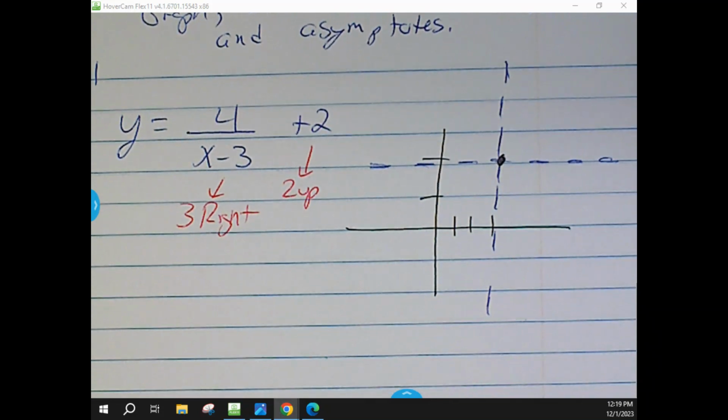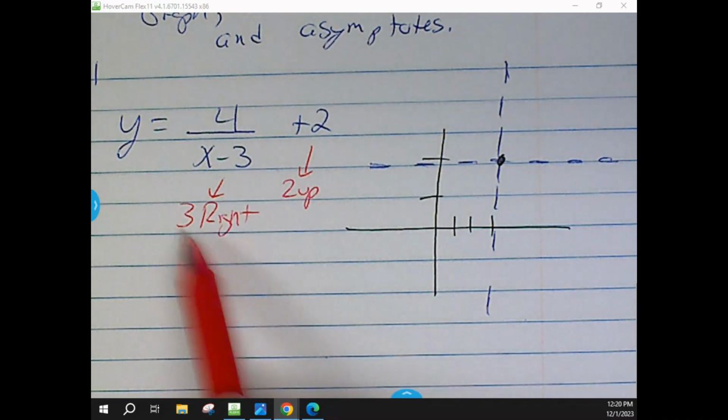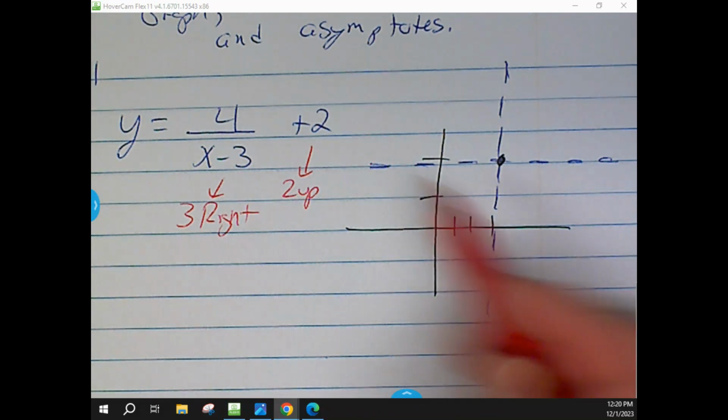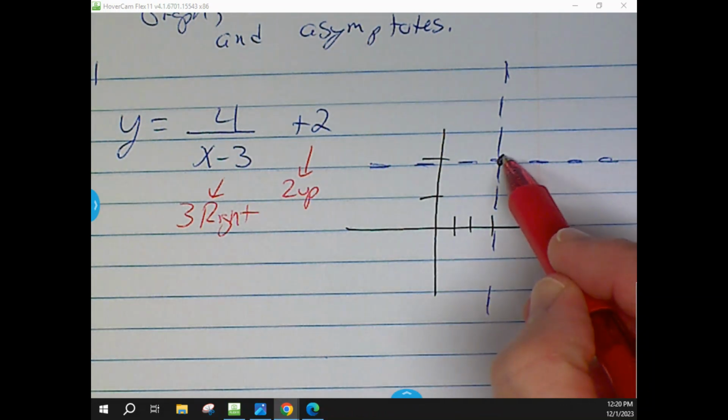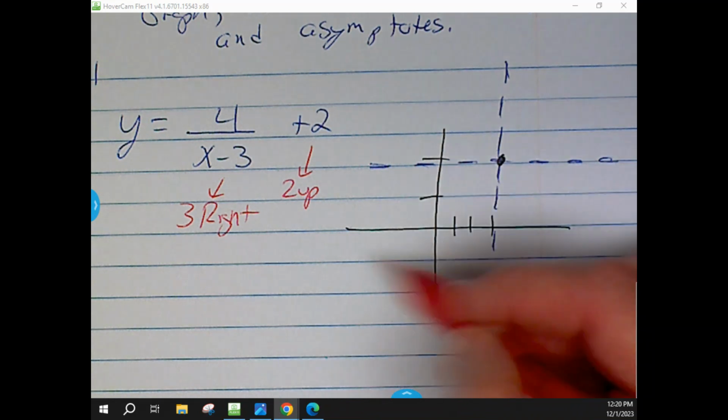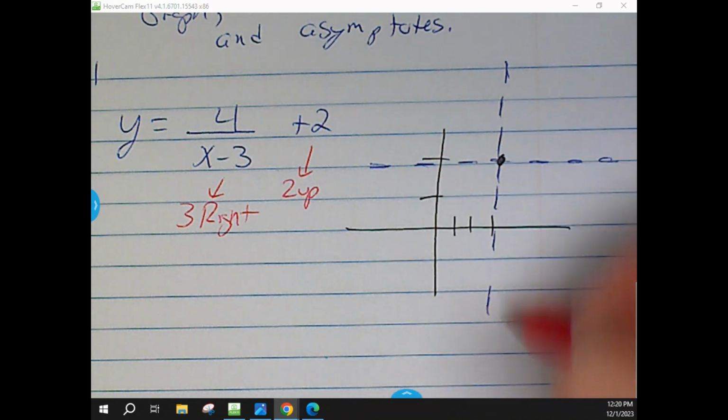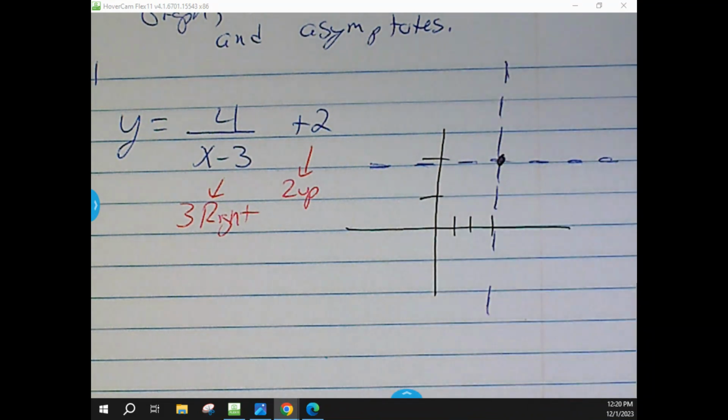All right, and before we do anything else, is that okay, why we're putting that point where we're putting it? Because again, the numbers out beside the x here are going to tell us what to do. So the 3 here means we're going 3 spaces to the right. The +2 means we're going 2 up. So instead of drawing the asymptotes at 0, 0, we're going to go over here, up here, and now we're drawing the asymptotes through this thing.